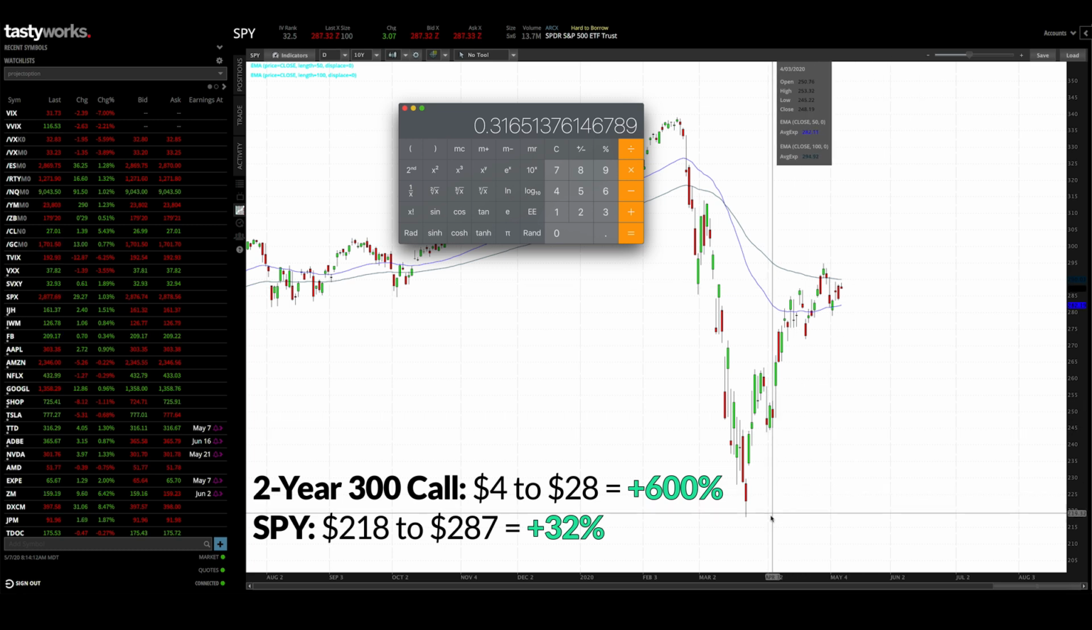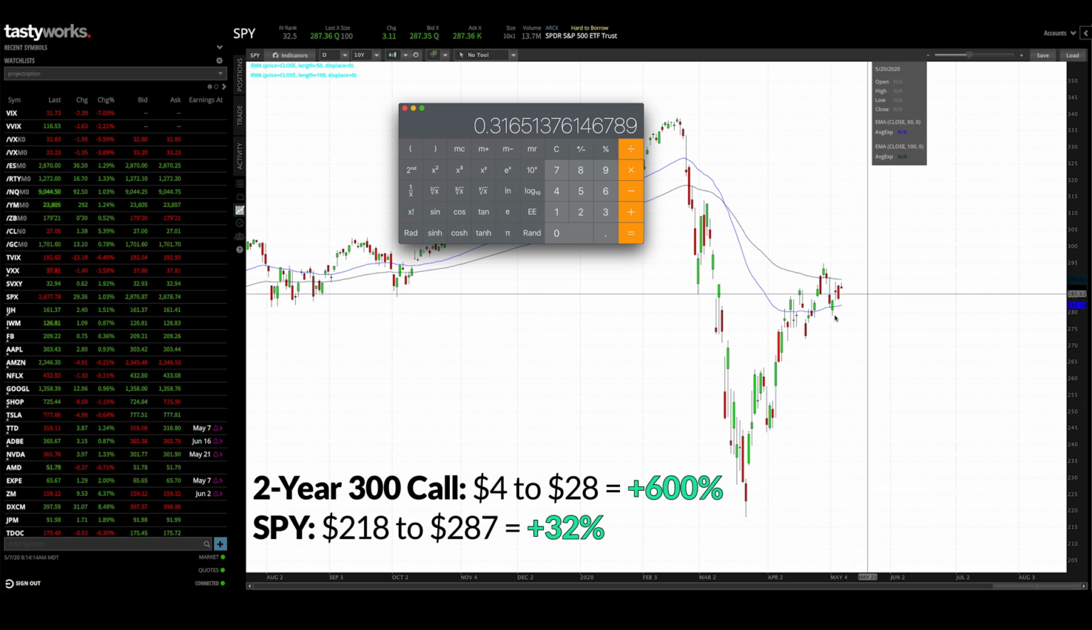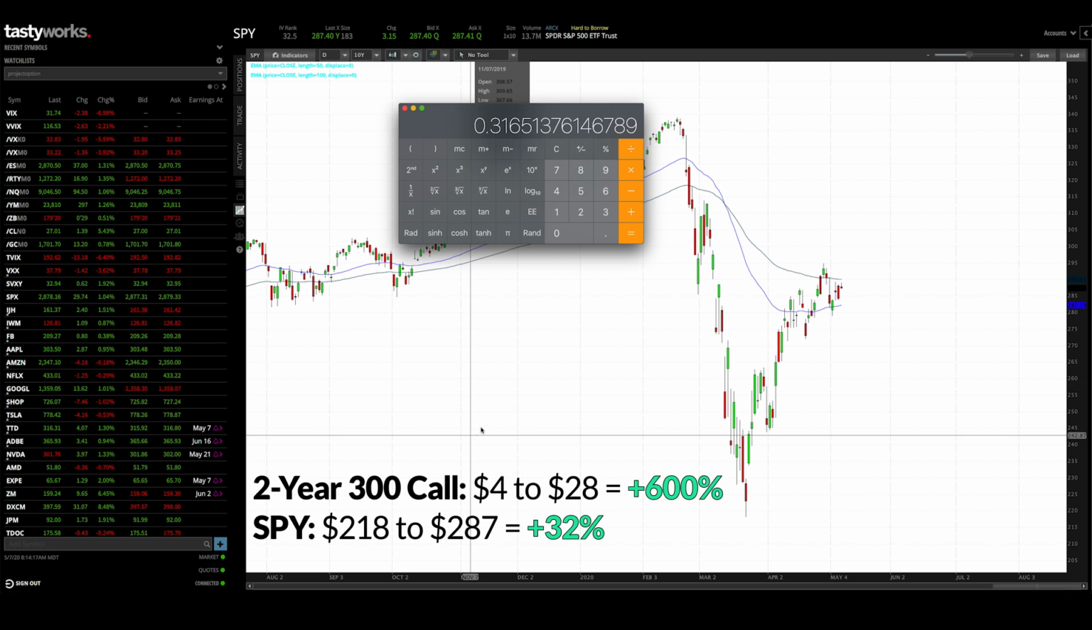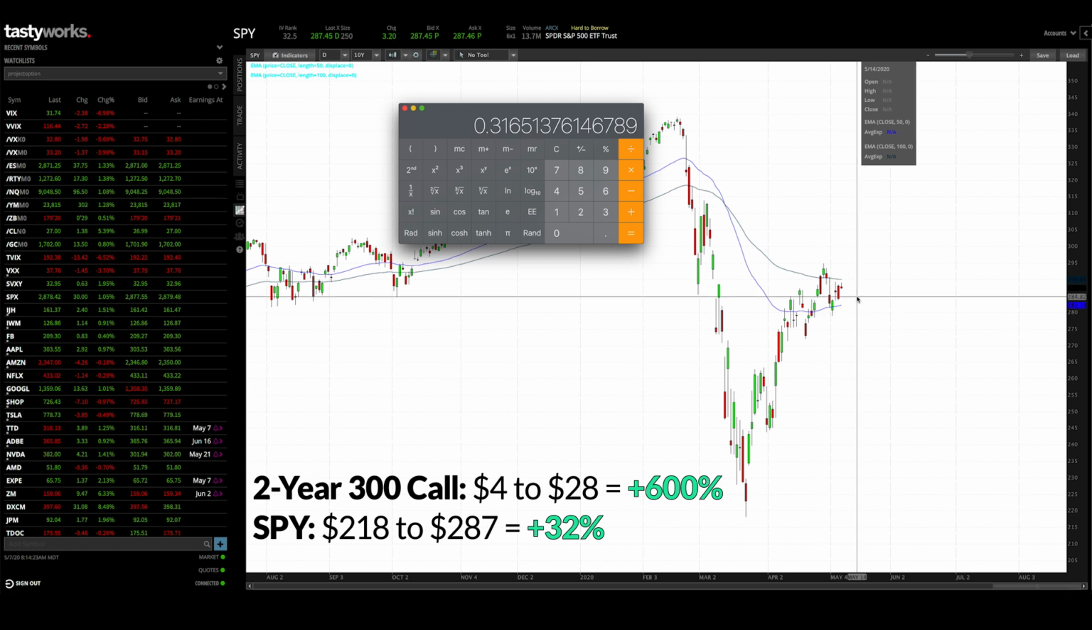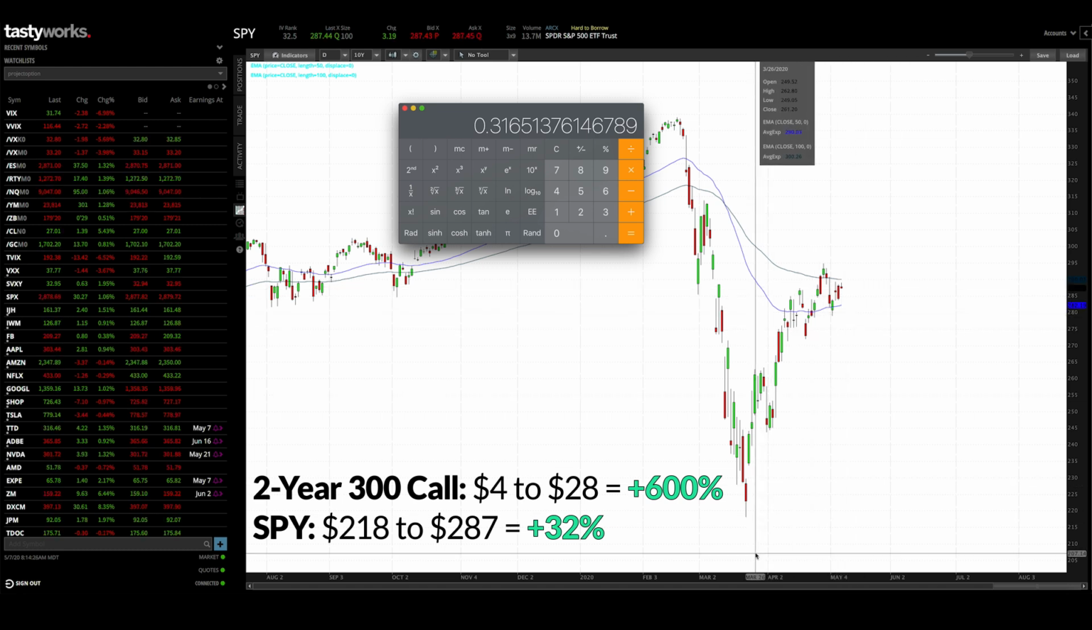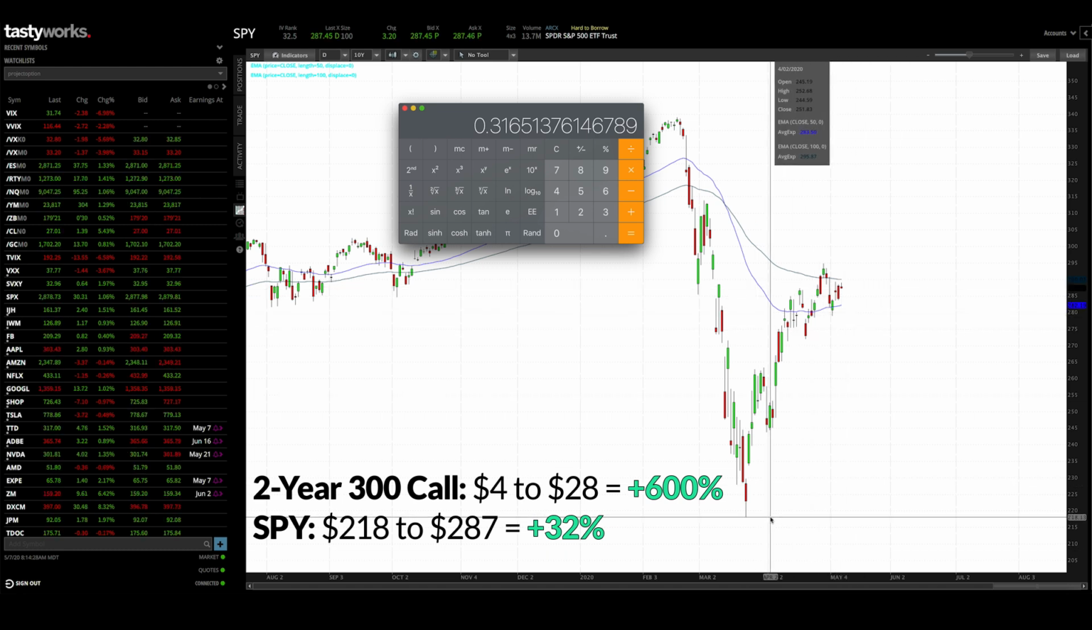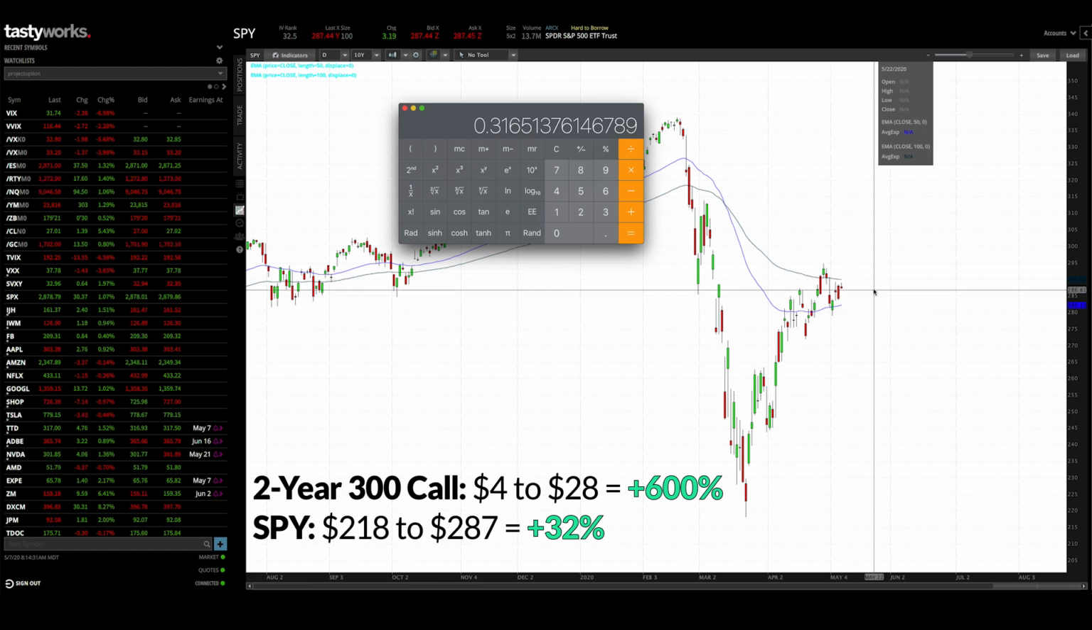But SPY itself increased 32%. The 300 call option expiring in 2 years experienced 20 times the price increase compared to SPY. SPY went up 32%. So basically, if you were lucky and you bought shares of SPY at the bottom and you held until now, you are up 32% on your investment.